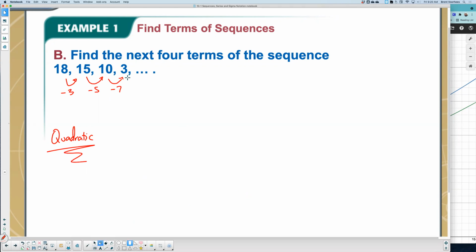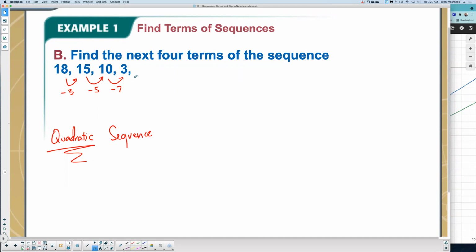This is a quadratic. What did you call this? A sequence or series? Are they separated by commas or pluses and minuses right now? Commas. So since they're separated by commas, this is a sequence. This is a quadratic sequence.